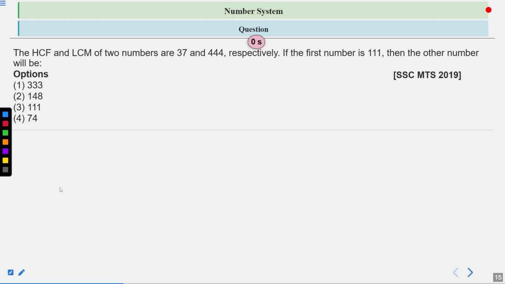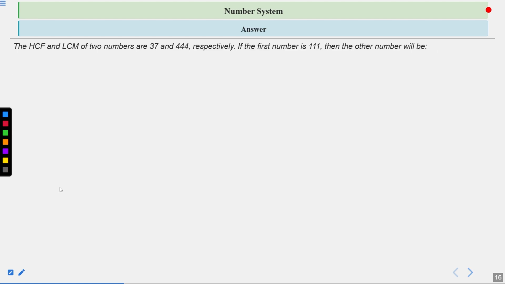Now time's up. Let's see the solution of this question. So the HCF and LCM of two numbers are given, which is 37 as HCF and 444 as LCM. And it is also given that the first number is 111. So we need to calculate the second number. We can easily calculate it because we know that the product of two numbers is equal to the product of the LCM and HCF of those numbers. So the correct answer of this question is second, which is 148.